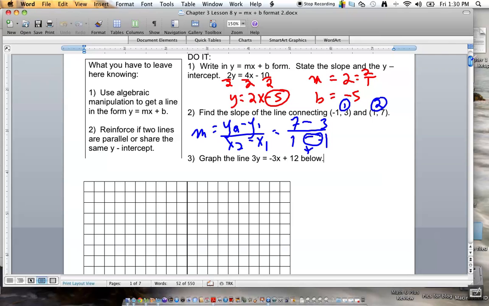7 minus 3 is 4. 1 plus 1 is 2. So again, I get 2. Any questions on number 2?